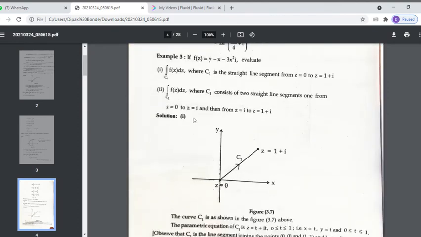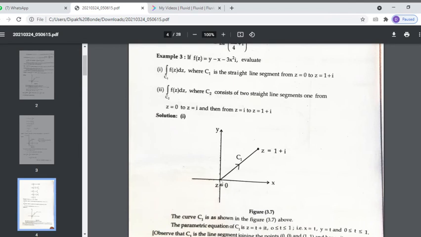Next example: if f(z) = y - x - 3x²i, evaluate the integral of f(z) dz over C1, where C1 is a straight line segment from 0 to 1 + i. And we also have to integrate this f(z) dz over C2, where C2 consists of a straight line segment from z = 0 to z = i, and then from z = i to z = 1 + i.